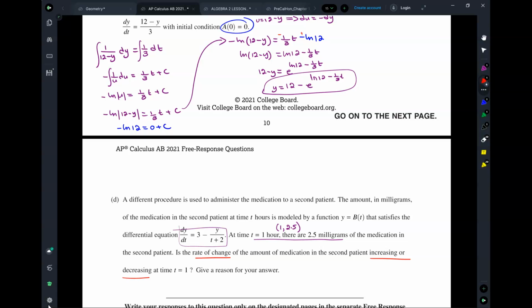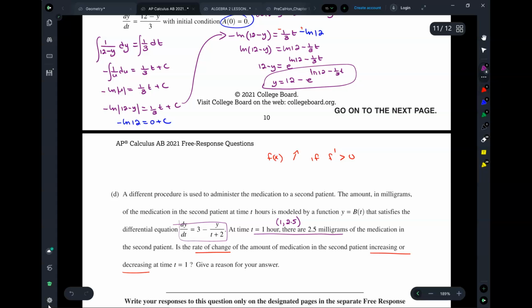So now, let's talk about this. Suppose you have a function f of x. How do you know if it's increasing or decreasing? Right. So f of x is increasing if f prime is positive. So let's generalize that. Any quantity is increasing if its derivative is positive. Any quantity. So now what is the quantity that we want to look at? dy dt.